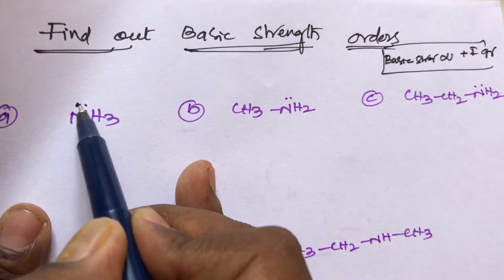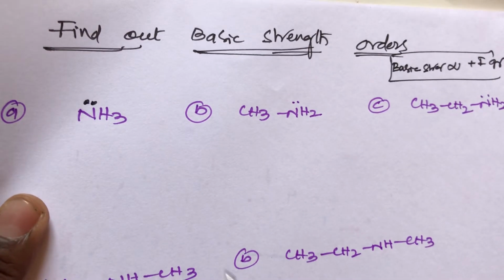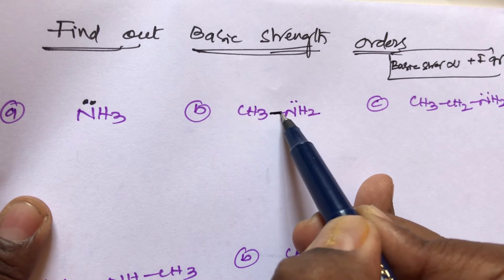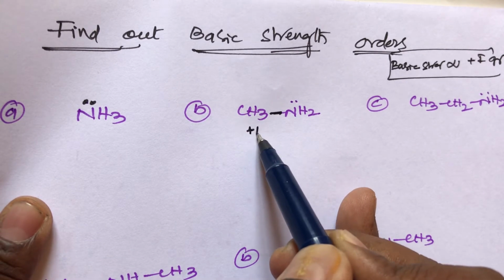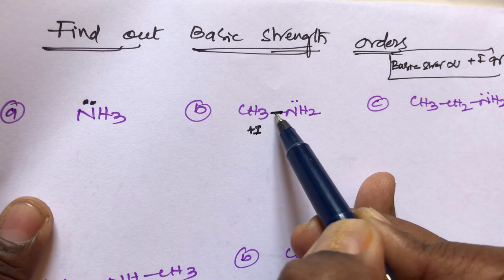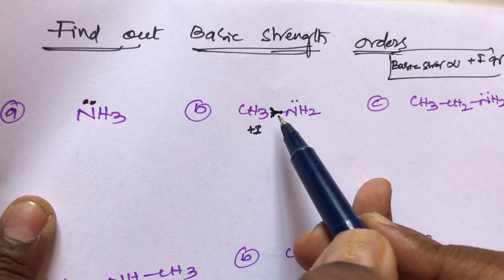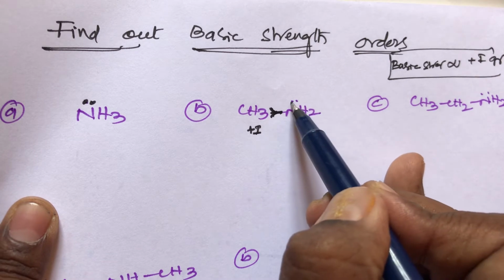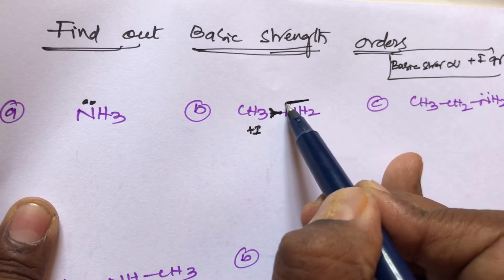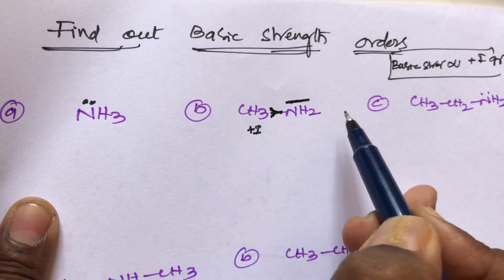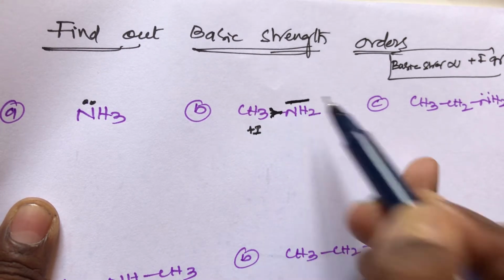This also has one lone pair. And methylamine has one CH3 group, which belongs to the plus I group. What is the role of the plus I group? Plus I group means electron releasing group, or electron donating group. So here it slightly increases the density on nitrogen, because this CH3 group is electron releasing.